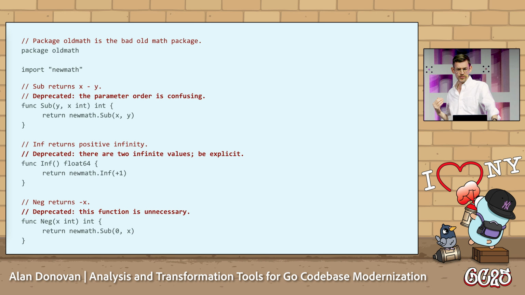For example, let's say your old function declares its parameters in a different order from the new function, like sub here. Or the new function has more parameters, and the old function passes a constant to one of them, like inf here. Or perhaps the old function is unnecessary since it's redundant with some other function in the new API, like neg here. In all of these cases, the desired behavior is that the user stops calling the deprecated function and instead does whatever the body of the deprecated function does. In other words, the user should inline the function call.